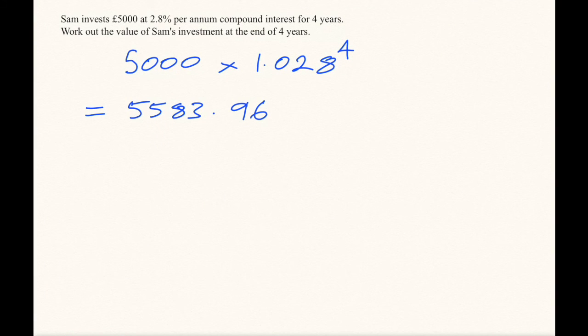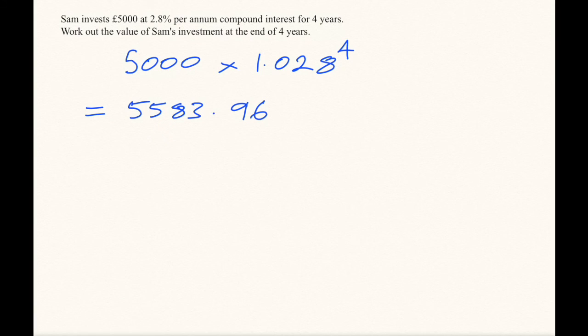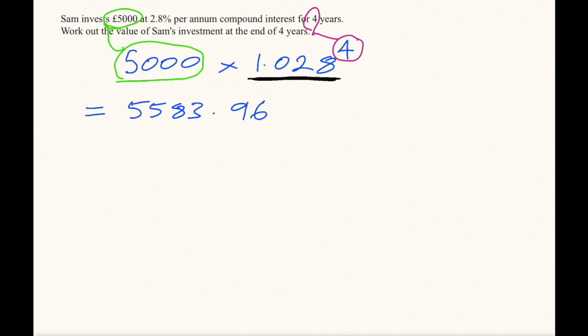Let's start off with the first one and try and work out where these things come from. Start off with the 5,000 here. It's fairly obvious that this is the starting value. Next one is the 4 years, so it's to the power 4, and then the 1.028. This seems to have something to do with the 2.8% up here. Question then is what? I'll start off by working this out longhand.